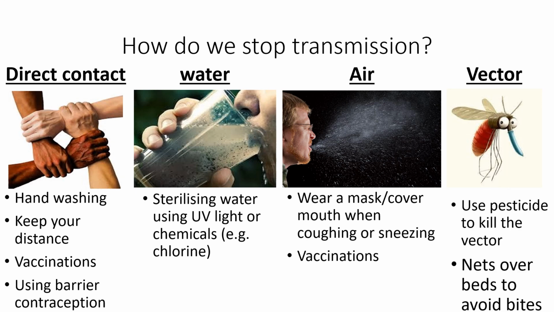And the last one in terms of vectors is if the vector is an insect, we can use pesticides to kill it. And basically, if we kill whatever's carrying the pathogen, we kill the pathogen and stop it being able to transfer. In particular, often we talk about the vector being mosquitoes, and we talk about putting nets or mosquito nets over beds so that when people are sleeping, they don't get bitten.